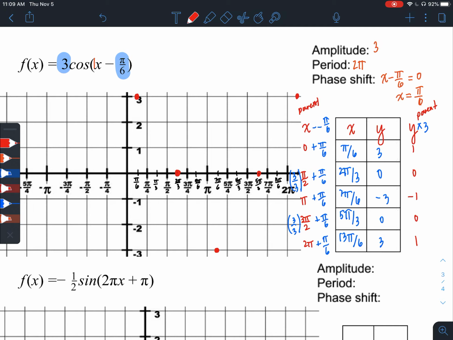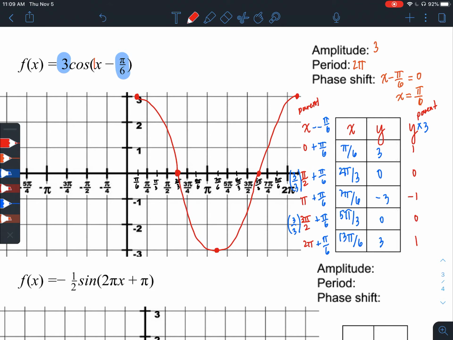Okay, so this is our graph. Draw it with some curves. Okay, so you can see that there's a tiny bit that it was shifted to the right. So that is our phase shift of pi over 6.